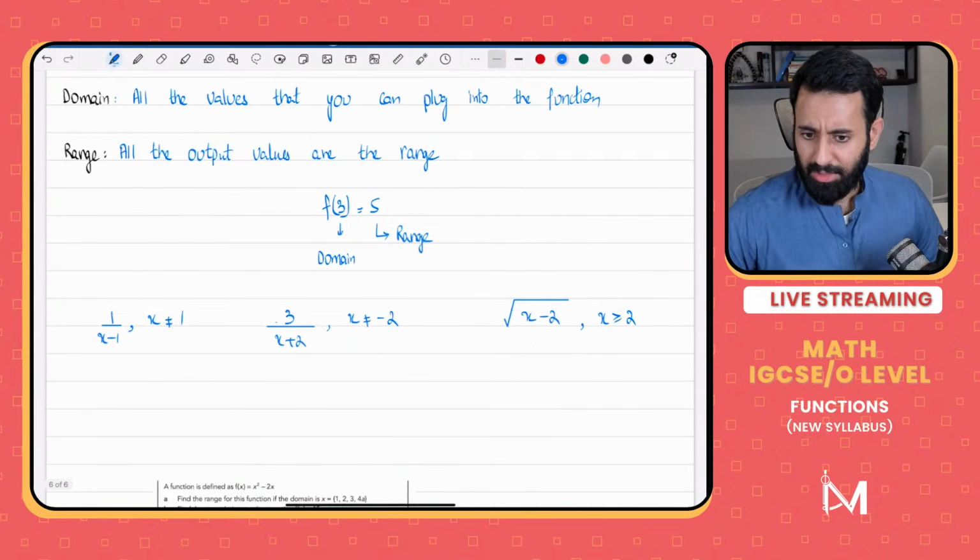Will you teach domain and range? That's not in IGCSE Math syllabus. Please note that this is for IGCSE Math.